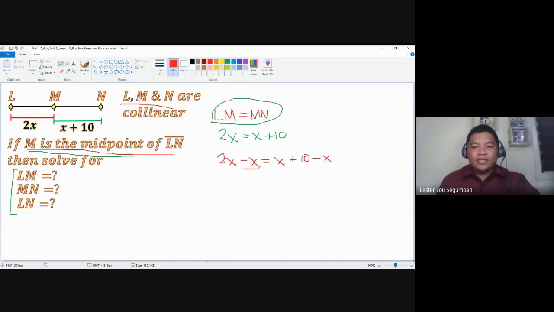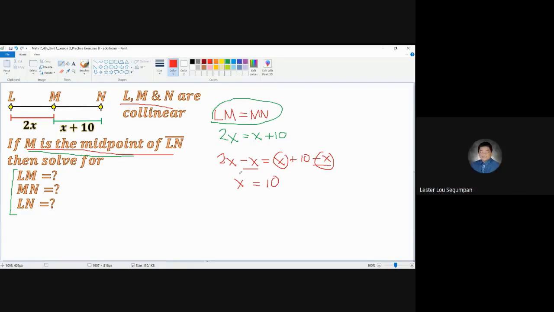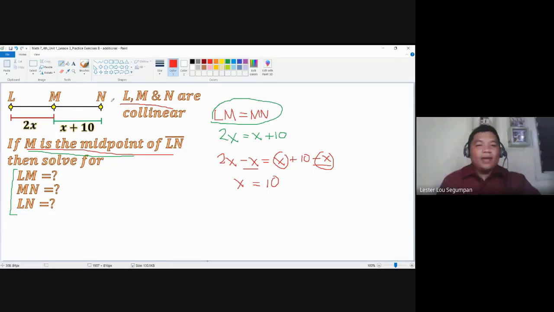2x minus x, again, what you did here, let's do it on the other side. 2x minus x is x, and on the other side, the variable will no longer be there. The answer is 10. So the value for x is equal to 10. With this value, let's solve for the measurement of LM and MN, and later on the measurement of LN. And we are going to determine if the value here is really correct or not.